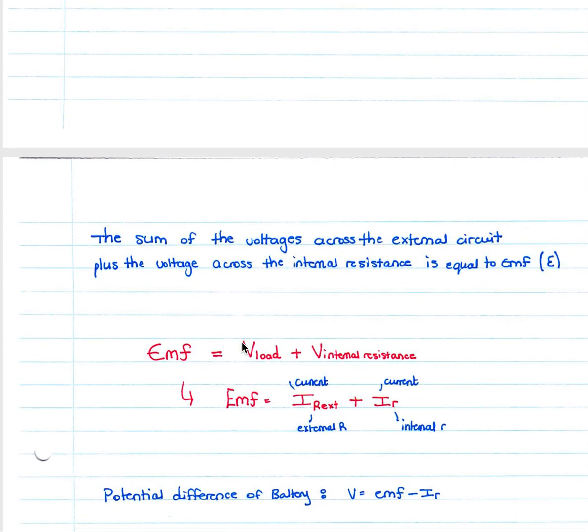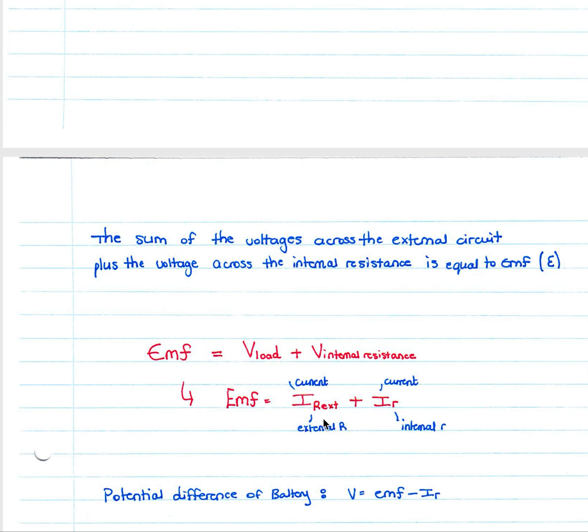So the sum of the voltage across the external circuit, as we see over here with V load, plus the voltage across the internal resistance, which is V internal resistance, is equal to EMF. So EMF equals our voltage across our load or across our circuit, plus our V internal resistance, which is the voltage lost within our battery. And this is a formula on your formula sheet. So EMF equals I times R external plus I times R internal. So this will be your external voltage and this will be your internal voltage.